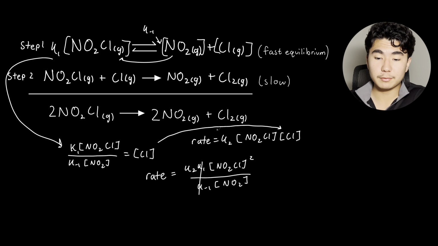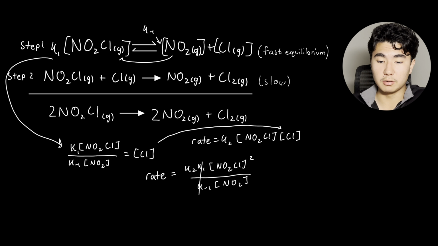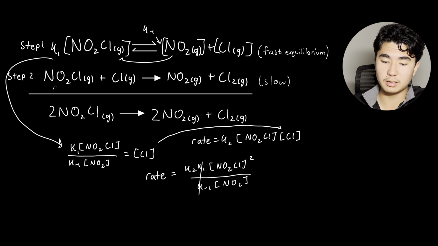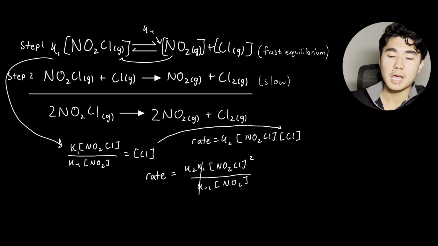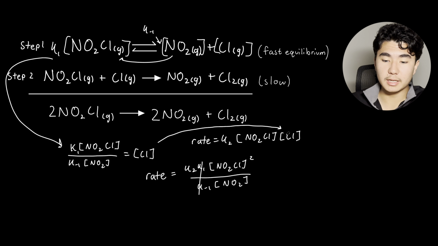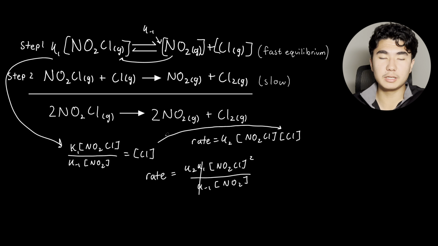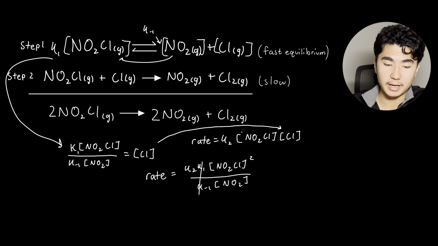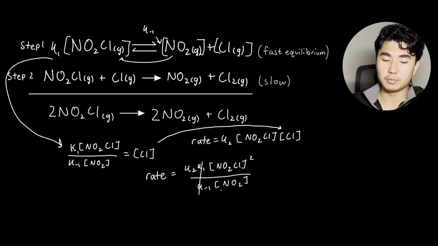And after that, we just wrote our rate law for the slow step, where we're only using reactants. So with rate laws, we're only using the reactants in this case, and we have that Cl over here, so we just substitute it in, and we had two NO2Cls, and we still have that NO2 on the bottom. So this was our rate over here.